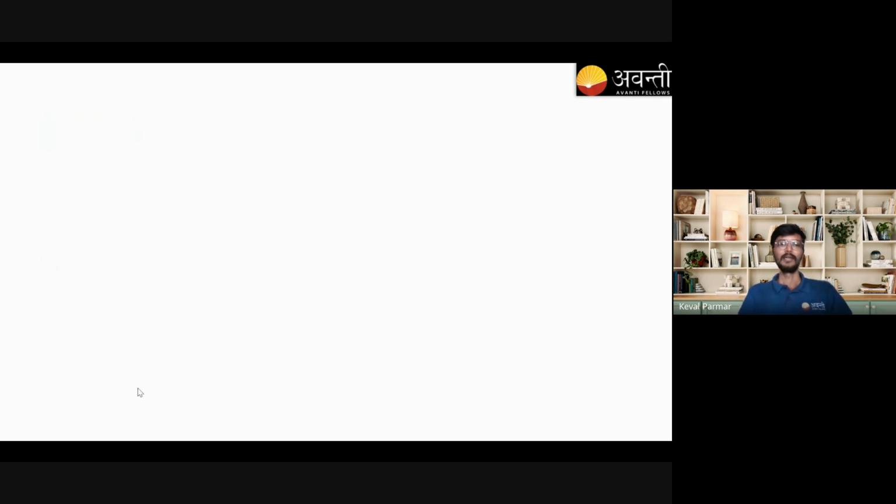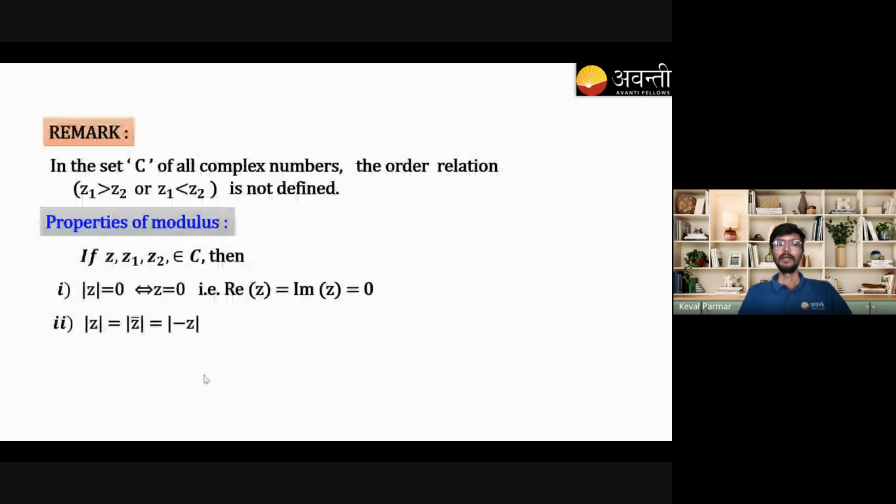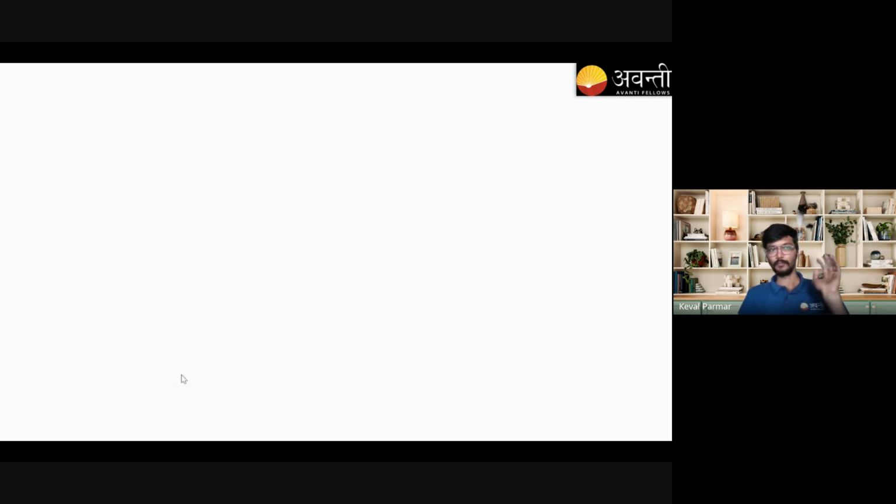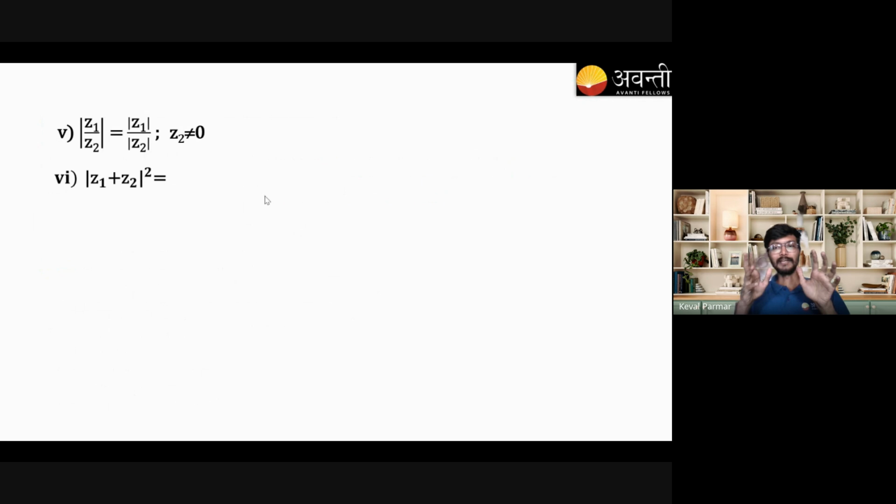Let's see the next. That is similar to conjugate. We can separate the modulus. That is mod of z1 z2 is equal to mod of z1 into mod of z2. Same is for division, and this is an important property here. Please pay attention. It is the same property which we studied in modulus of a bar plus b bar the whole square, if you remember.